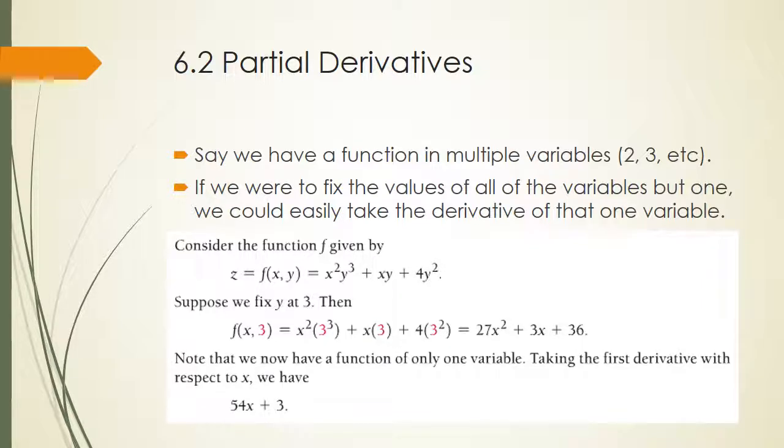For example, let's say we have a function that's using x and y. You see it here, x squared y cubed plus xy plus 4y squared. Let's say that we define y as being 3. So we would put 3 in for y. And that would give us 27x squared plus 3x plus 36. Well, now we've only got one variable, and taking the derivative of it with respect to x would be very easy. It would just be 54x plus 3.